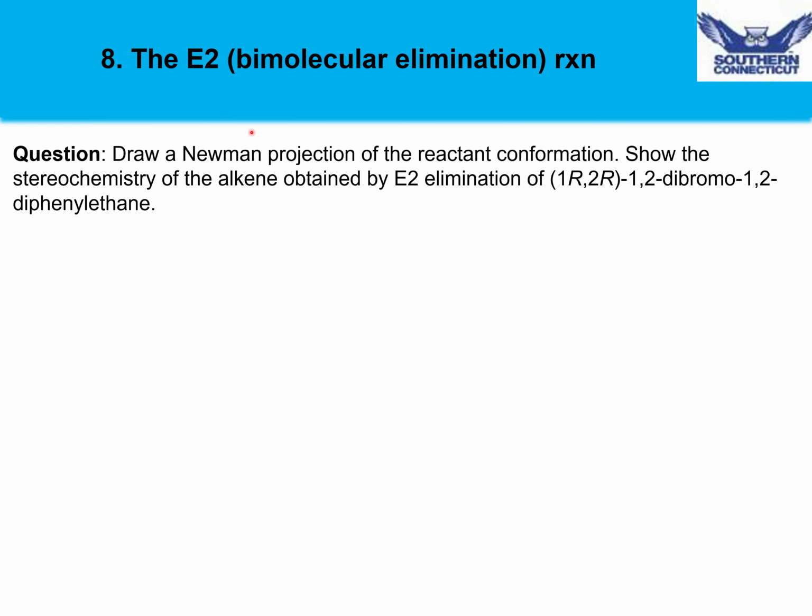In this question, we want to draw a Newman projection of the reactant, which is given here, 1R, 2R, 1,2-dibromo-1,2-diphenylethane. We want to draw that in a Newman projection, keeping in mind that this is going to be an E2 reaction, which means we want to have the reactant in an anti-periplanar geometry.